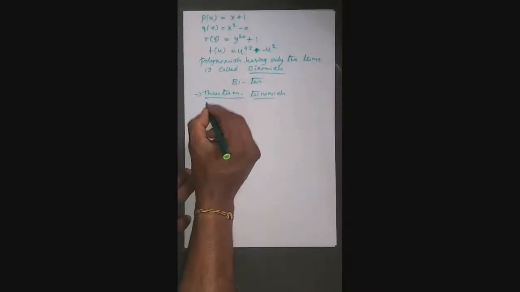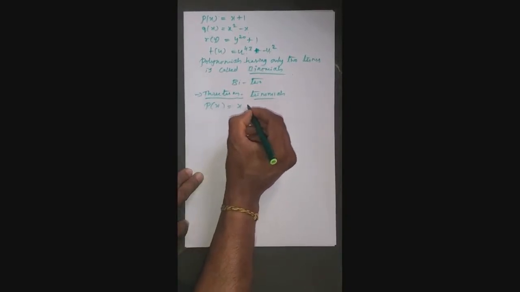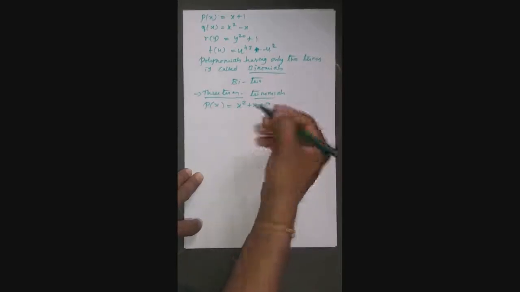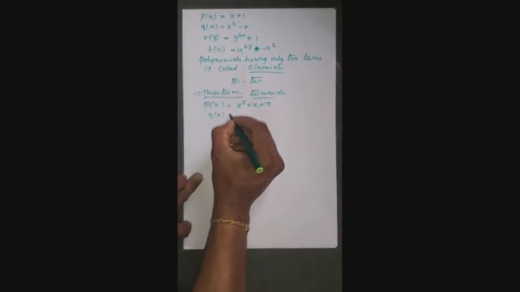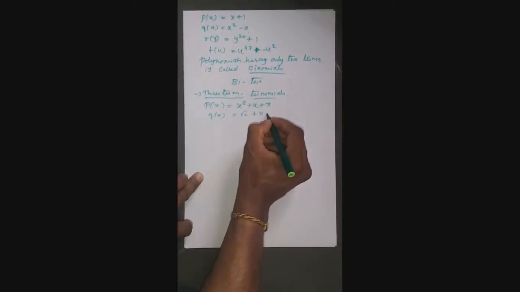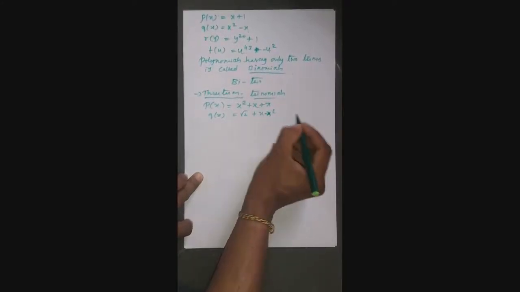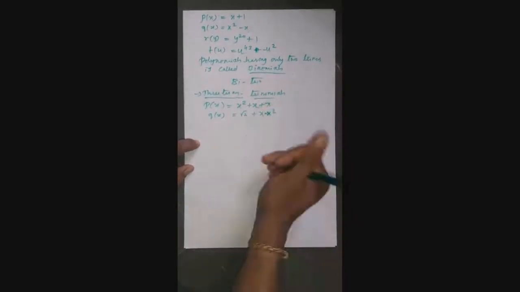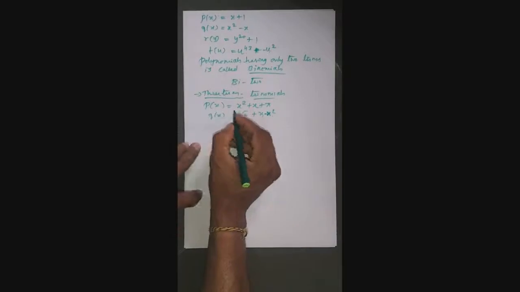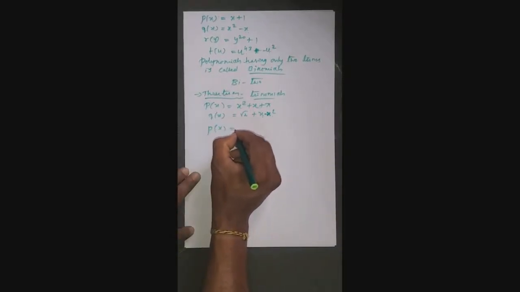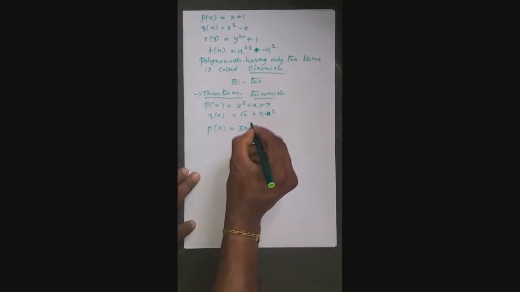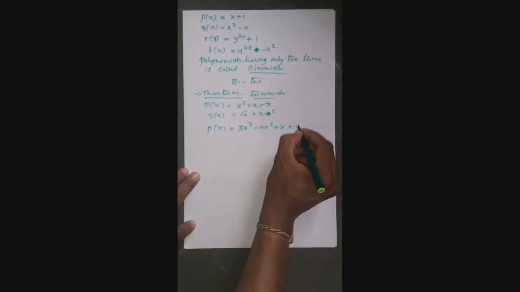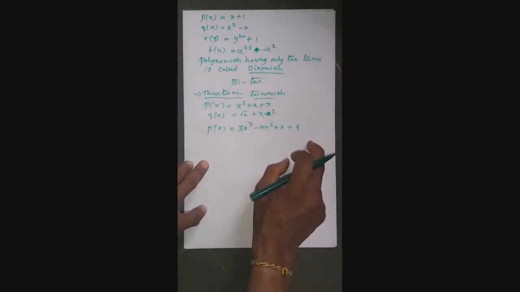For example, p of x is equal to x square plus x plus pi. How many terms? Three terms. One more example: q of x is equal to root 2 plus x minus x square. Here also how many terms are there? Three terms, 1 2 3. Now look at the polynomial p of x is equal to 3x to the power of 7 minus 4x to the power of 6 plus x plus 9. What is the term with the highest power here?